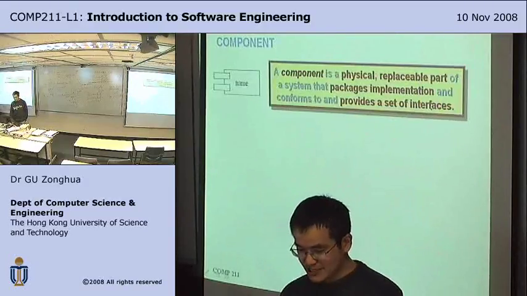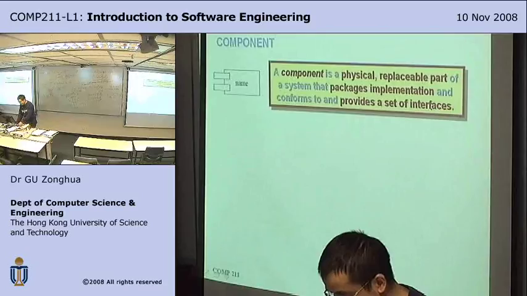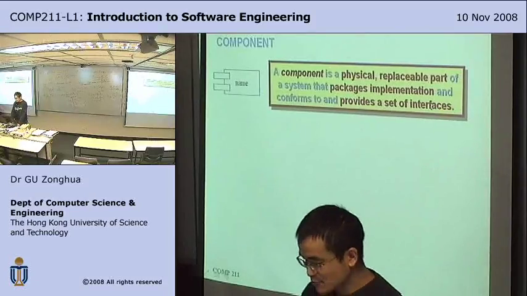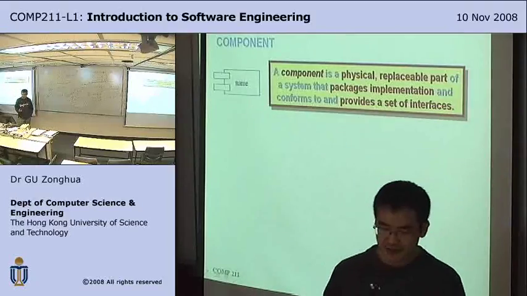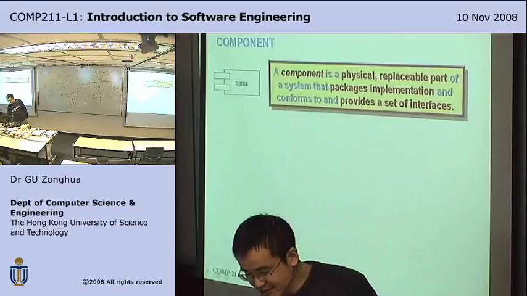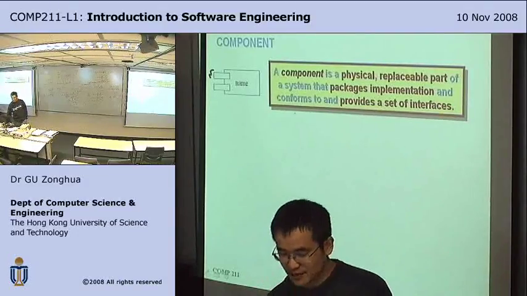So class implementation. An implementation of a class is called a component. It's a physical replaceable part of a system that packages implementation and conforms to and provides a set of interfaces. Here the interfaces are represented as the small rectangles sticking out of the large rectangle.